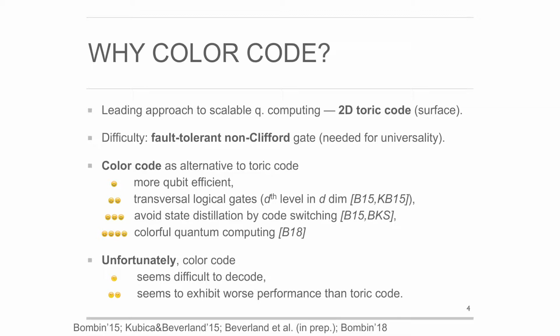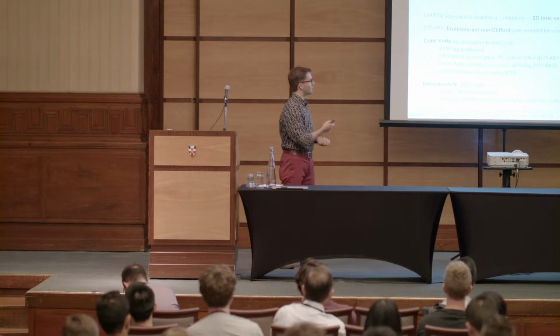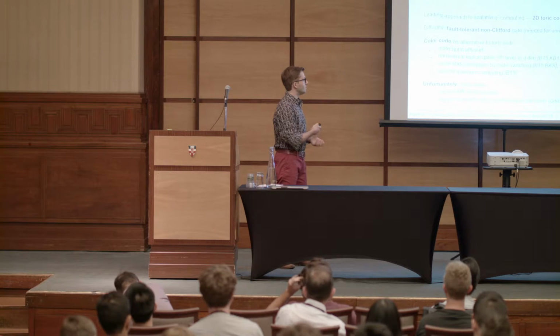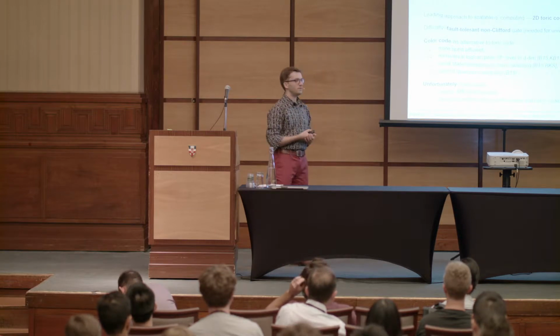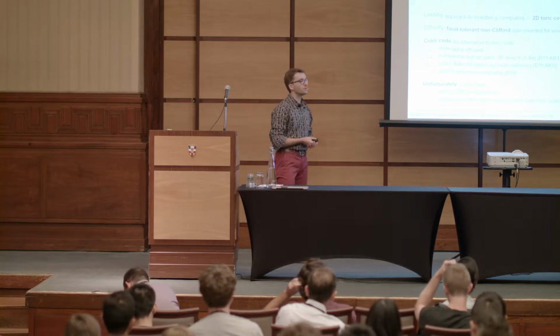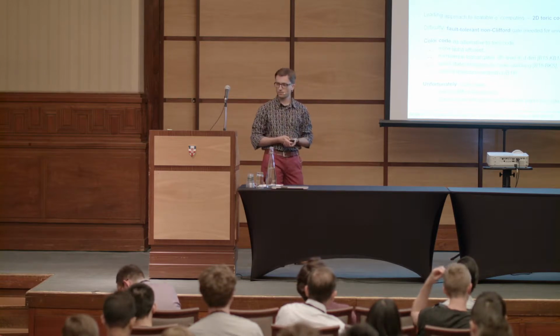Unfortunately, there seem to be issues with the color code. This is not the end of the story. The color code is not the solution to all our problems. Namely, the color code seems difficult to decode, as we will see, and it also seems to exhibit worse performance than the toric code.